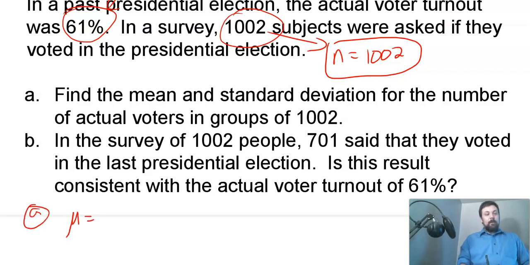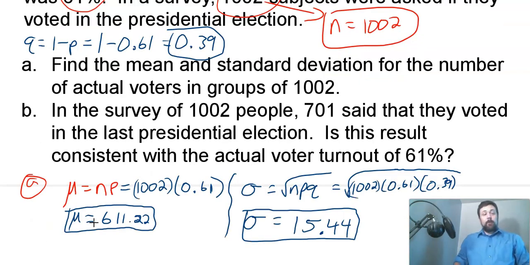How about we just do this? This will save me some time on my video. You calculate the mean and the standard deviation. I'll pause my recording and do the same, and that way you don't have to watch me do the calculation. Then you can check to see if you came up with the right answer. Okay, so the answers you should have come up with for the mean is 611.22, and for the standard deviation, it's 15.44. To find the standard deviation, you also have to calculate Q, which is 1 minus P. So you should have found Q as 0.39 to do that calculation.